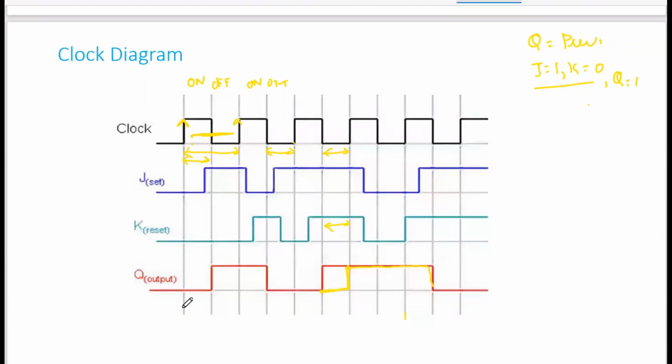If you look at this carefully, this is your system. Now at this particular moment J is 0, K is 0, so it will retain the output like this. Now at this moment J is 1, K is 0, so immediately the output is going to be 1. Now at this moment J is 1, K is 0, so again it will retain this. At this moment J is 1 and K is 1, so it is going to toggle like this. Again at this moment J is 0, K is 1, so that means it will be 0 like this. So I hope now you understand this.